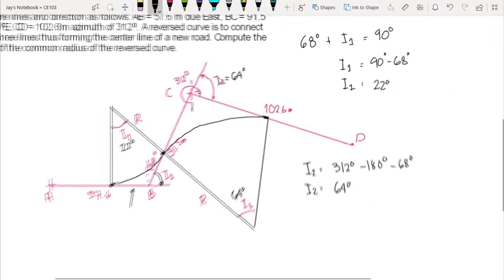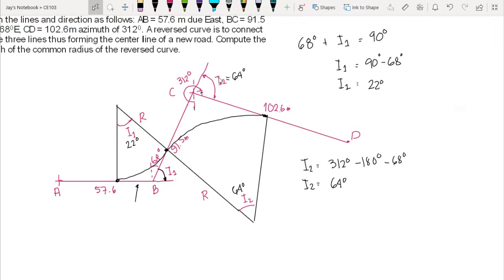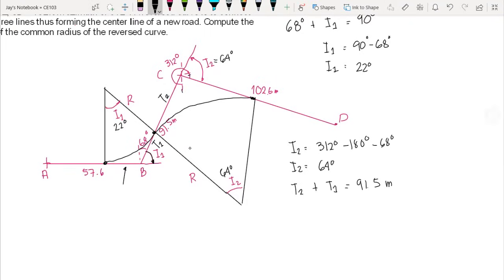Okay? So again, our goal here is to compute for the common radius. But how are we going to do that? Now we know that we have a tangent here, which is our tangent 2, and we also have a tangent here, which is our tangent 1. If we add the two tangents, tangent 2 plus tangent 1, this would give us the length of B to C, which is 91.5 meters. So we have tangent 2 plus tangent 1 is equal to 91.5 meters. Now we know that the formula of tangent from the derivation of simple curve is R tangent of I over 2.